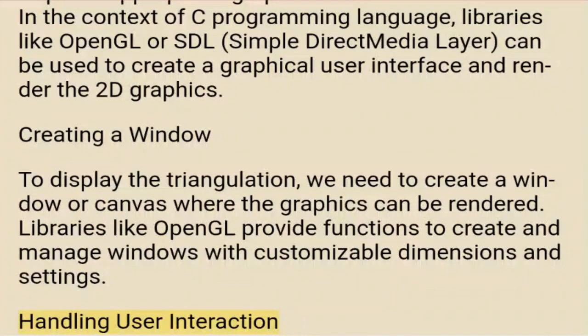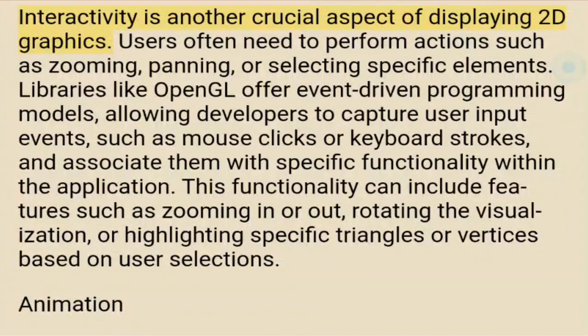Handling user interaction. Interactivity is another crucial aspect of displaying 2D graphics. Users often need to perform actions such as zooming, panning, or selecting specific elements. Libraries like OpenGL offer event-driven programming models, allowing developers to capture user input events, such as mouse clicks or keyboard strokes, and associate them with specific functionality within the application. This functionality can include features such as zooming in or out, rotating the visualization, or highlighting specific triangles or vertices based on user selections.